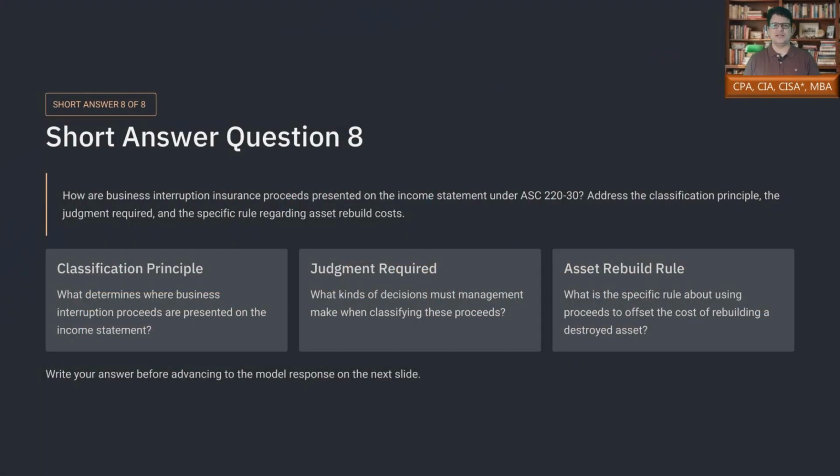Short answer question 8 asks how business interruption insurance proceeds are presented under ASC 220-30. Address the classification principle, the judgment involved, and the specific rule for asset rebuild costs. Think about the economic substance of the insurance proceeds rather than the label on the cash receipt.